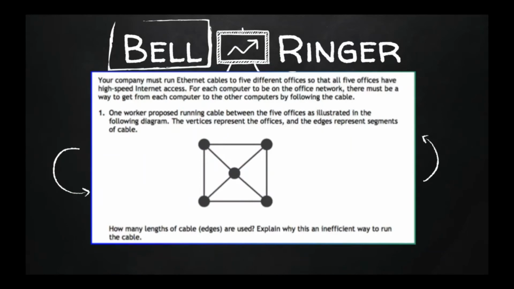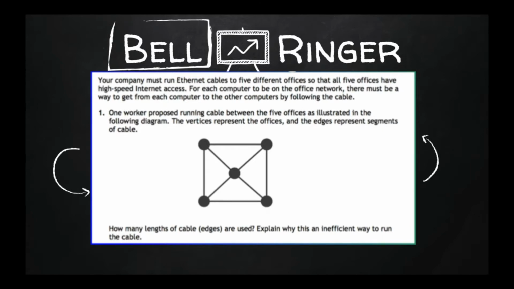All right. Your company must run Ethernet cables to 5 different offices so that all offices have high-speed internet access. For each computer to be on the office network, there must be a way to get from each computer to the other computers by following the cable. One worker proposed running a cable between the 5 offices as illustrated in the following diagram, and the vertices represent the offices. The edges represent segments of the cable.